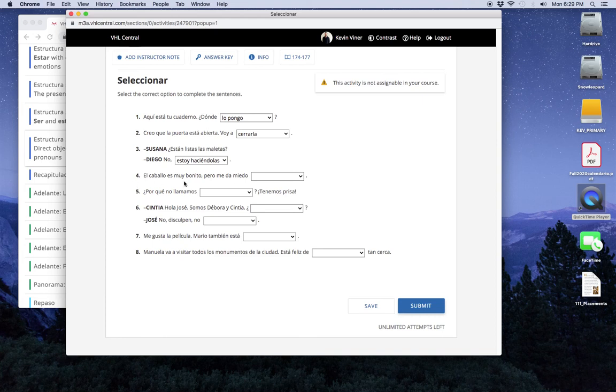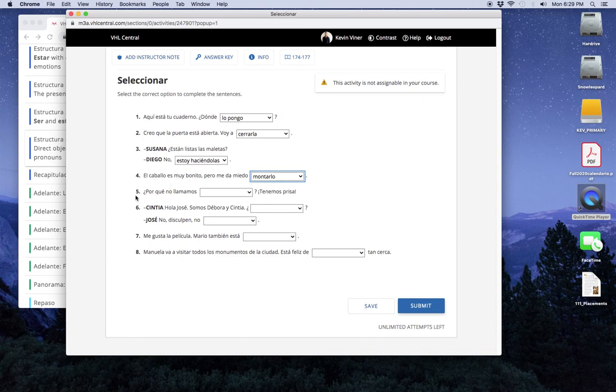Four. El caballo es muy bonito, pero me da miedo montarlo, montarlas, montarla, montar una. So this is saying to ride it, right? Referring back to caballo, which is a horse. All right, pause it. And we're back. El caballo es muy bonito, pero me da miedo montarlo. Montarlo, because the lo is referring back to caballo.